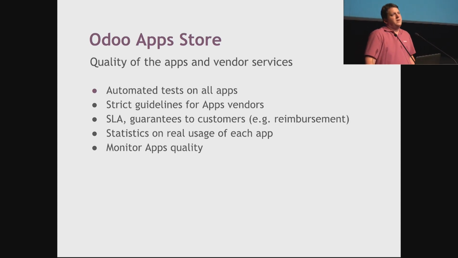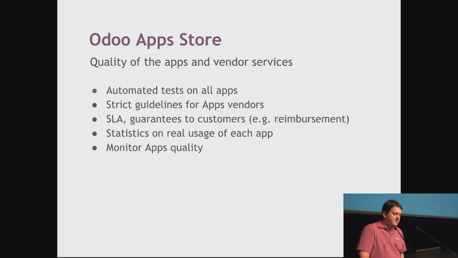So we'll do a lot of things to also improve the quality of these apps, like automated tests on all the apps, strict guidelines for the apps vendors on odoo.com/apps, a clean SLA, some guarantees to the customer, statistics on what are the real usage. So if you know that 50 other companies are using this service, you are pretty confident that you can use it too.